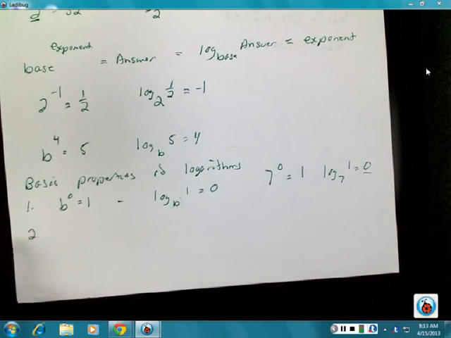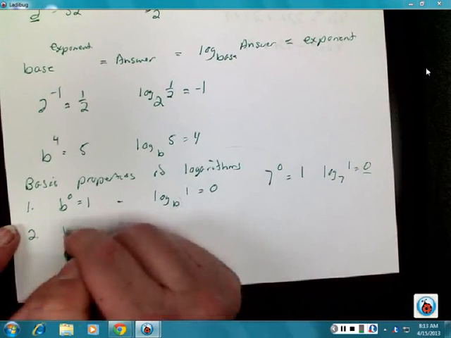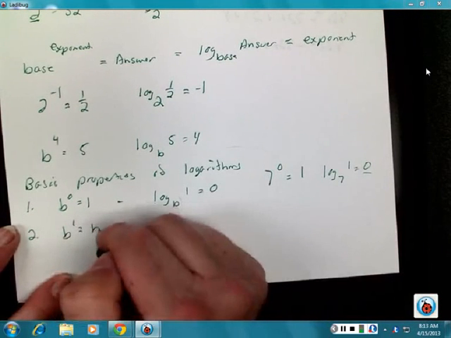Number 2, the second one, is b to the first power is of course going to be equal to b.